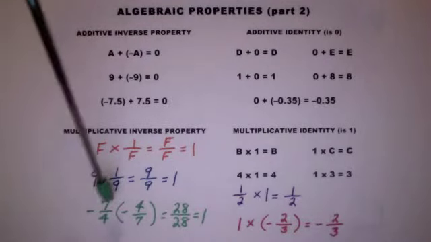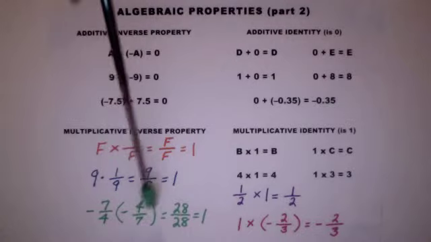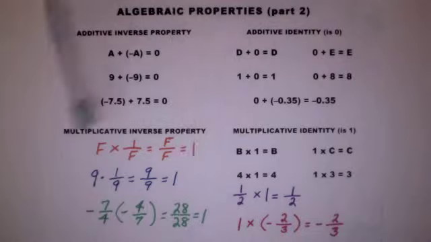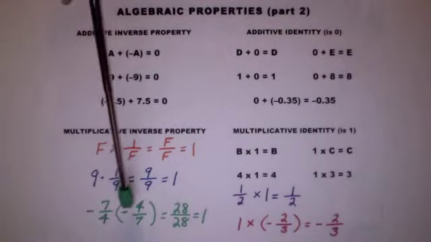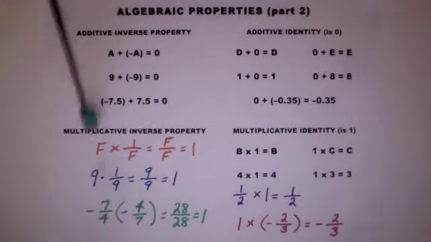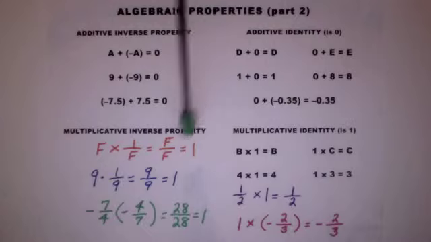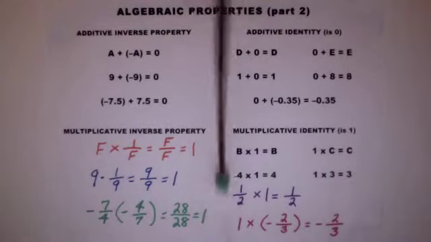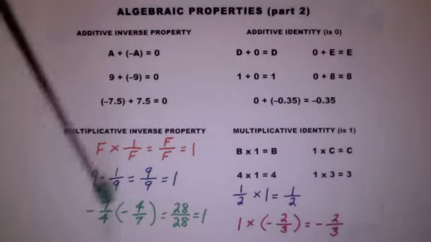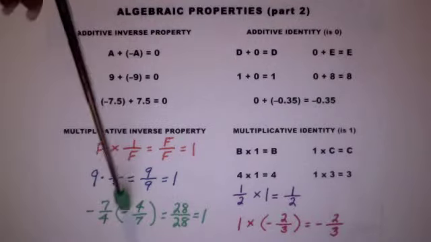Negative 7/4 times negative 4/7 equals 28 over 28, which equals 1. Negative times negative equals positive. The multiplicative inverse property says that a number times its reciprocal equals 1, not negative 1. So I needed to multiply by the reciprocal of this number, but keep the sign.